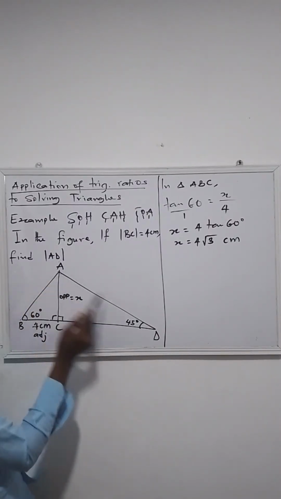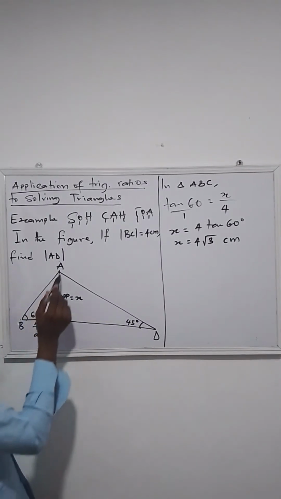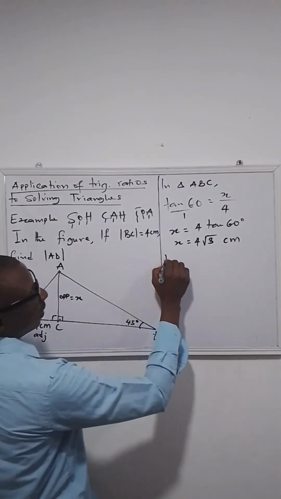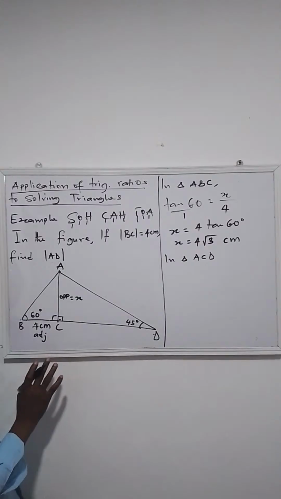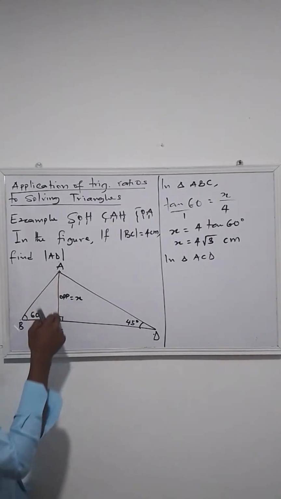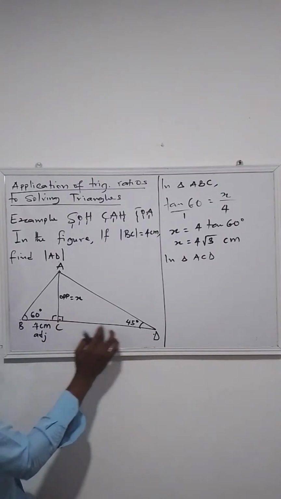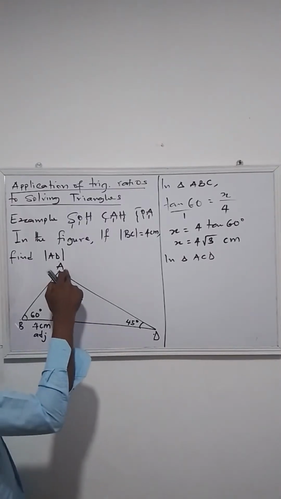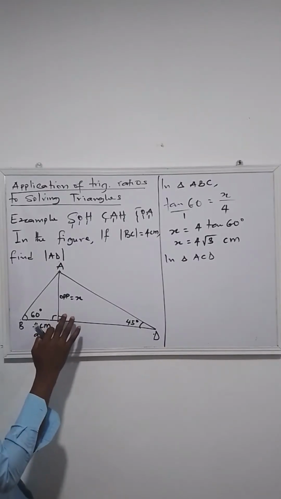Length AD, this length AD. Okay, so now I'm going to consider this second triangle. That's triangle ACD. Now I write in triangle ACD. If you examine triangle ACD, you will see that this is the opposite of the triangle. This is the adjacent, because this side is touching the right angle and the reference angle. That makes it the adjacent. Now this is the hypotenuse, because this side is facing the right angle.